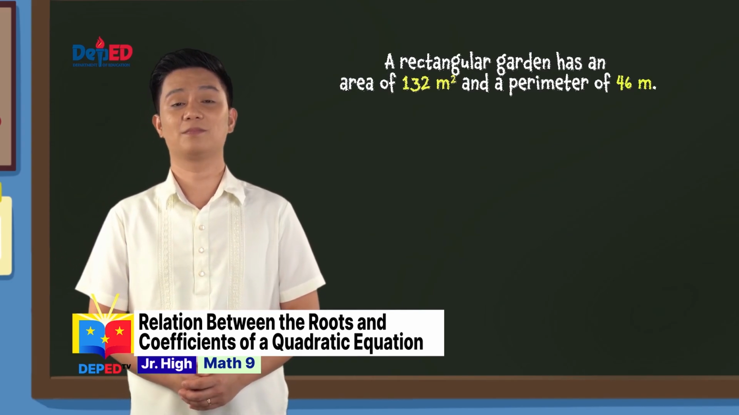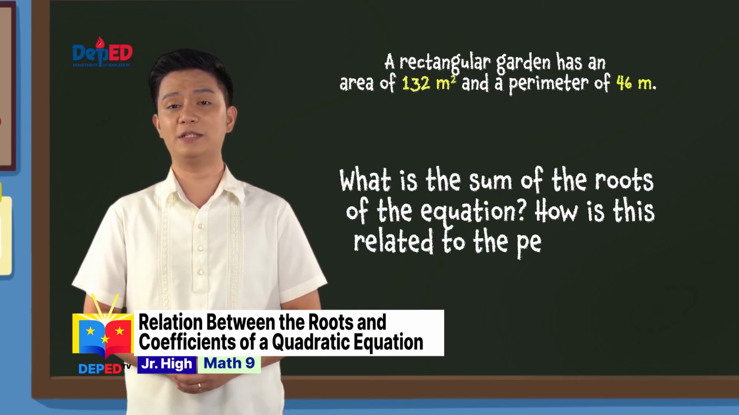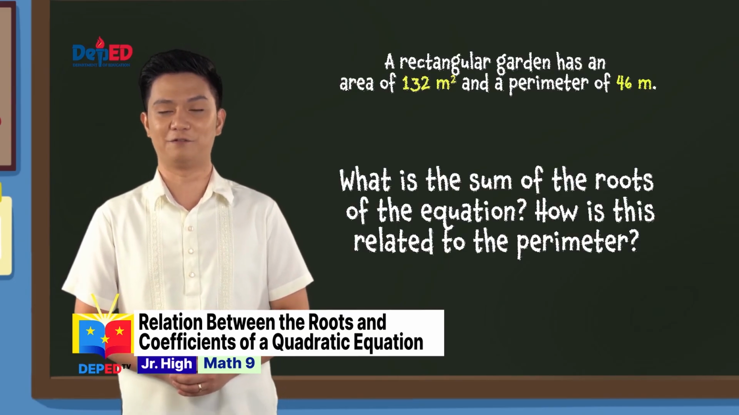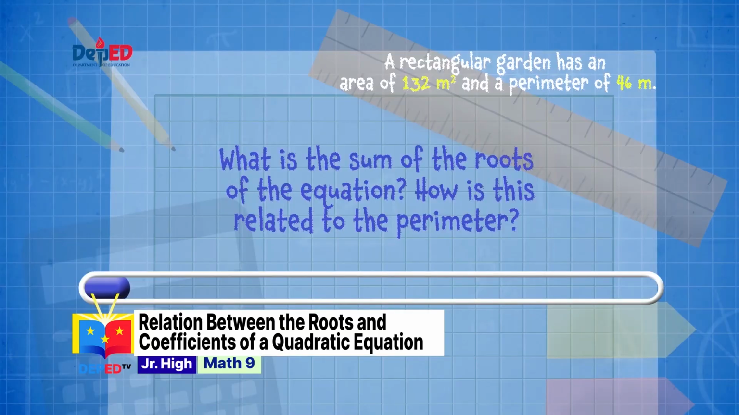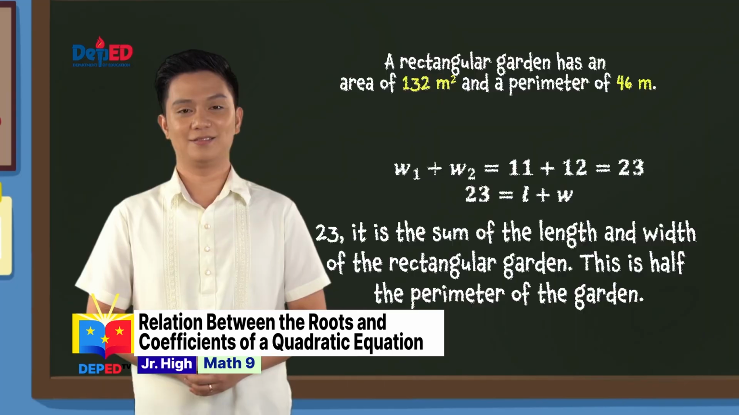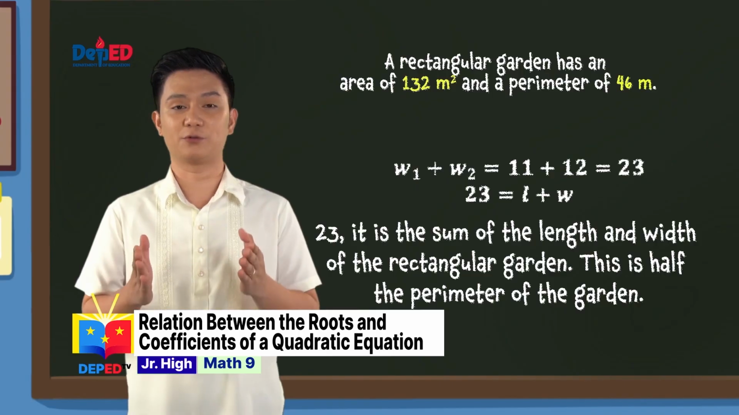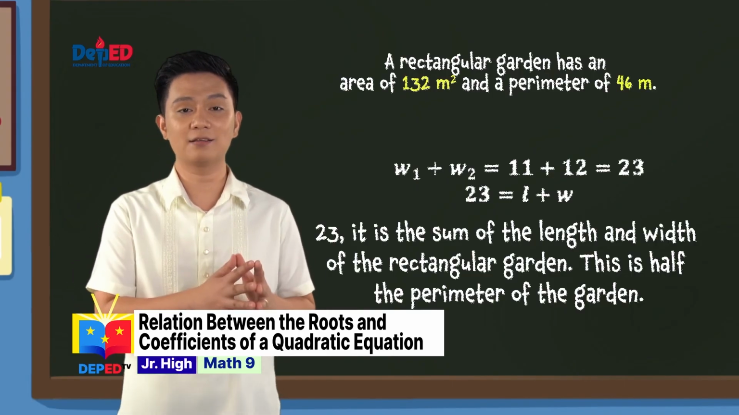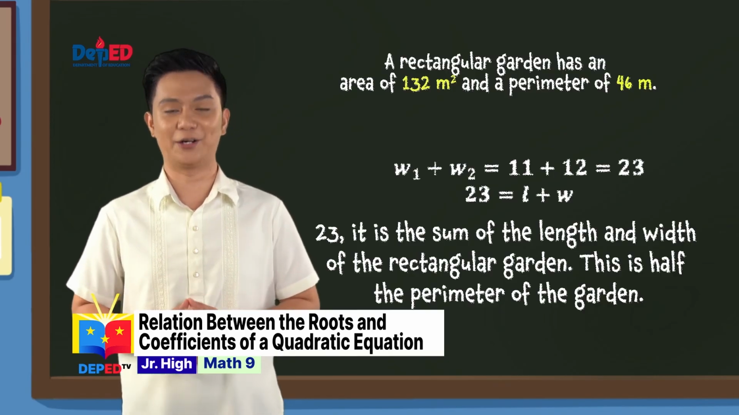Question number 4. What is the sum of the roots of the equation? How is this related to the perimeter? For 15 seconds, go! Answer: 23, and it is equal to the total number of meters when the length and the width of the garden are combined.